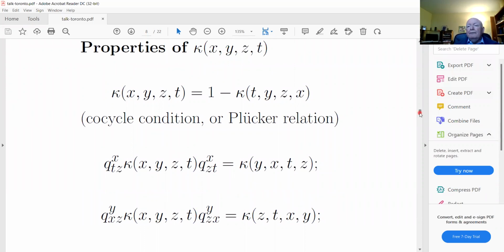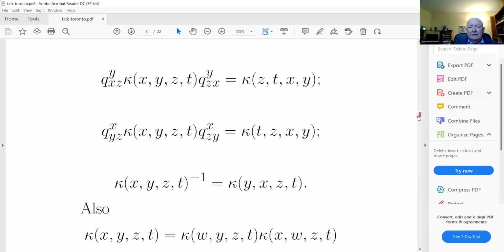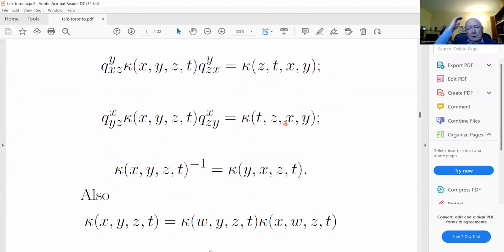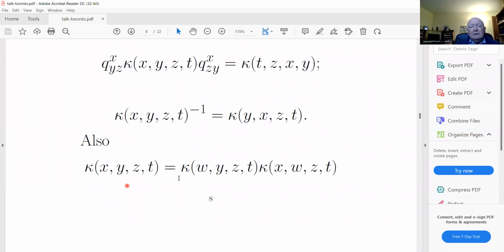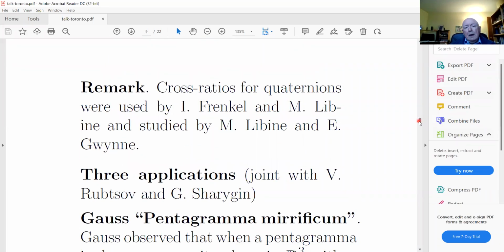Okay, and here are more formulas that you can see, but I will not give you all 24 formulas. Also, there are some relations, for example, if you have 5 vectors, how those cross-ratios behave, and so on. And then, cross-ratios for quaternions were used by Igor Frenkel and his student Libine in applications to physics, and their properties of cross-ratios for quaternions follow from this more general material that I discussed.